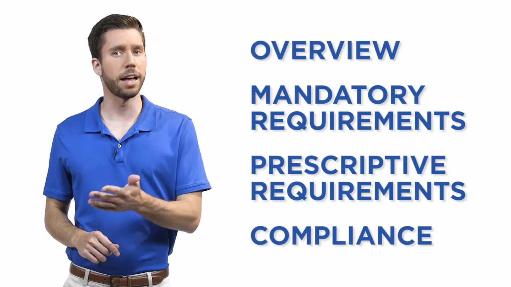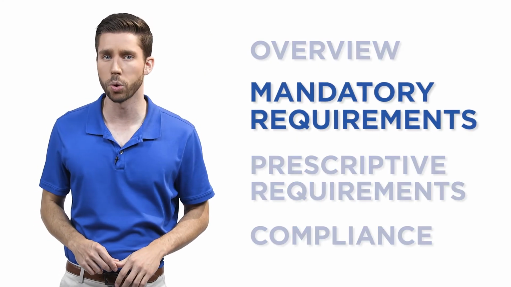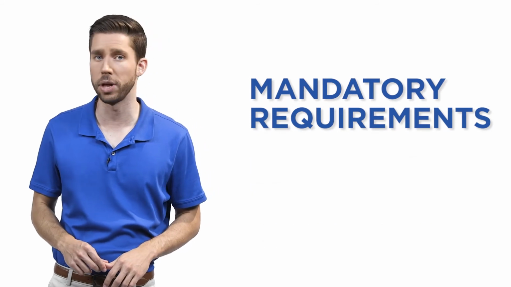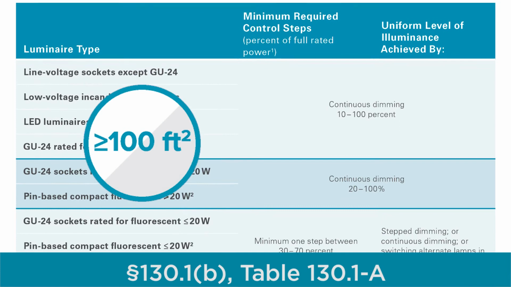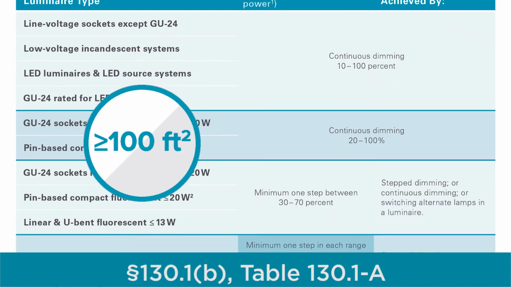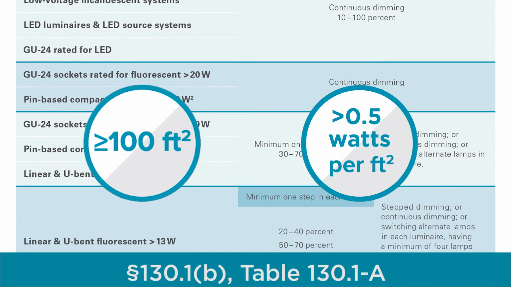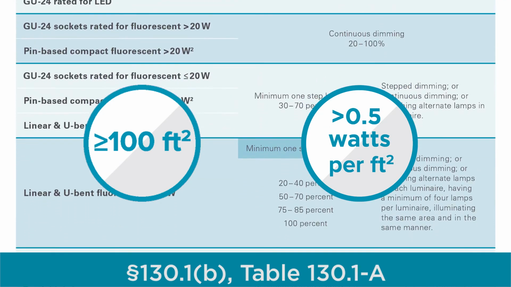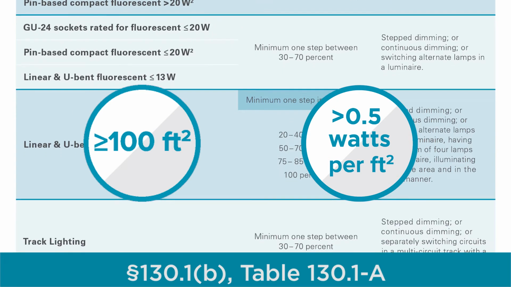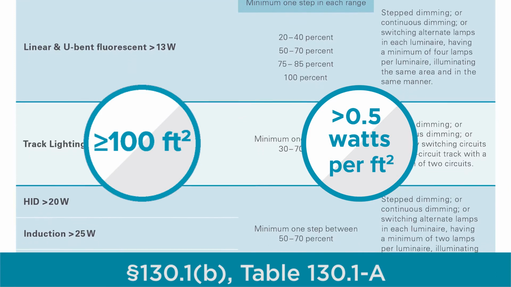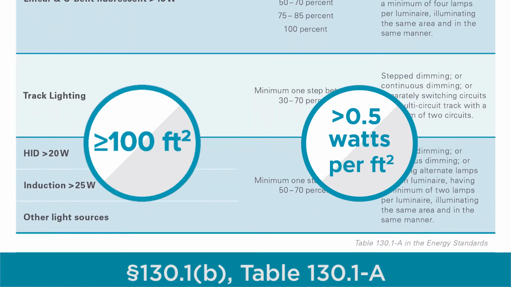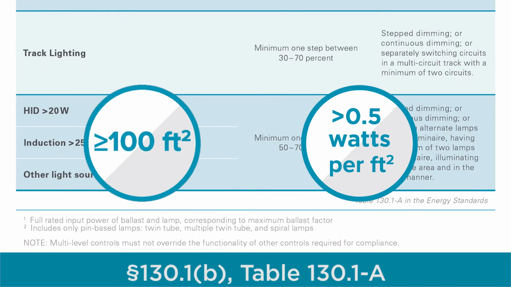Now that we've learned what multi-level controls are, let's take a look at the mandatory requirements contained in the 2016 Building Energy Efficiency Standards. Under the 2016 Energy Standards, general lighting in enclosed spaces 100 square feet or larger, and with a connected lighting load exceeding 0.5 watts per square foot, must have multi-level lighting controls. Lighting must have the number of control steps and meet the uniformity requirements in accordance with Table 130.1-A. These control steps form the foundation of the multi-level controls requirements under the Energy Standards.